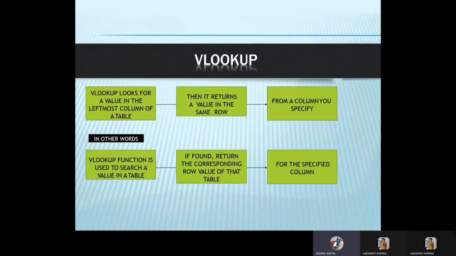Now, what is VLOOKUP? VLOOKUP looks for a value in the leftmost column of a table. Then it returns the value from the column you have selected, in a specific row specified by yourself.